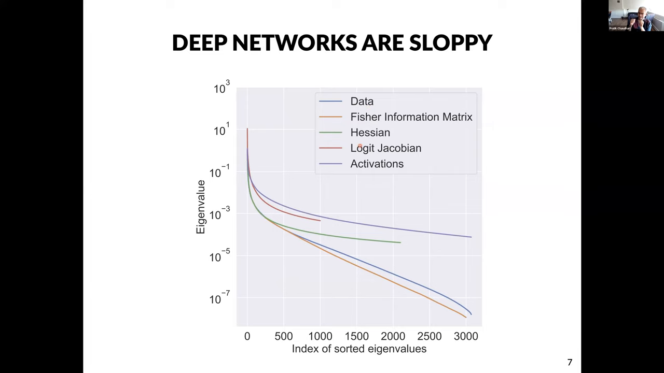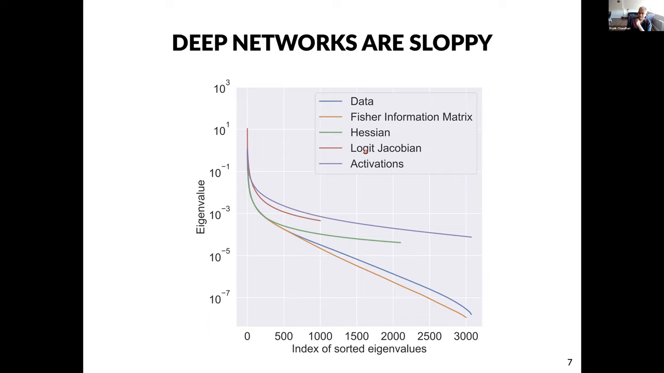This is very interesting because the orange line and the green line and the blue line would be identical if the model was linear. This is a large neural network, so it is not linear. It is also a convolutional neural network. It is not a linear model. But what this picture is saying is that it is essentially linear, at least in this spectral sense, as far as the Fisher is concerned. Okay, so these are two quantities that look like the data, and they govern optimization in some sense.